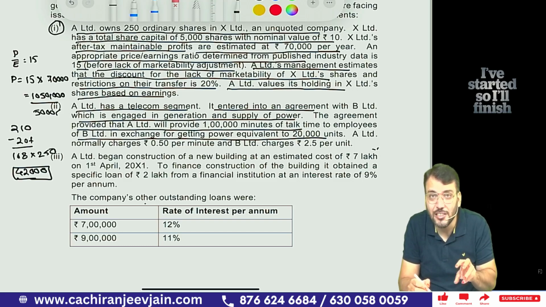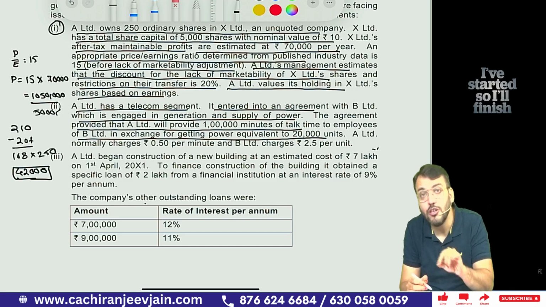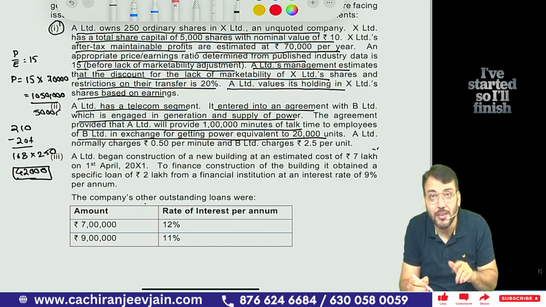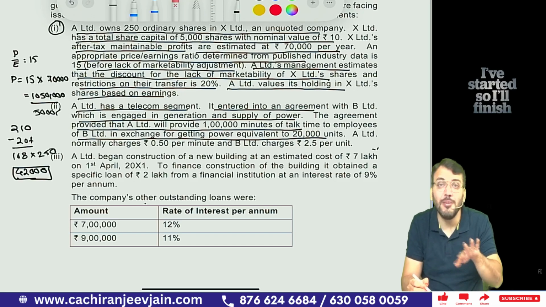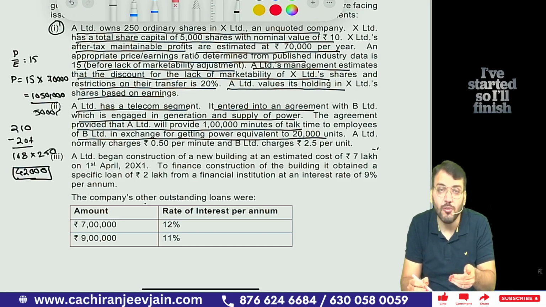Now as per Ind AS 115, whenever the transaction price is in the form of non-cash consideration, the transaction price will be measured based on the fair value of non-cash consideration received. If the fair value of non-cash consideration received cannot be measured reliably, then the second preference will be given to the standalone selling price of goods and services provided.